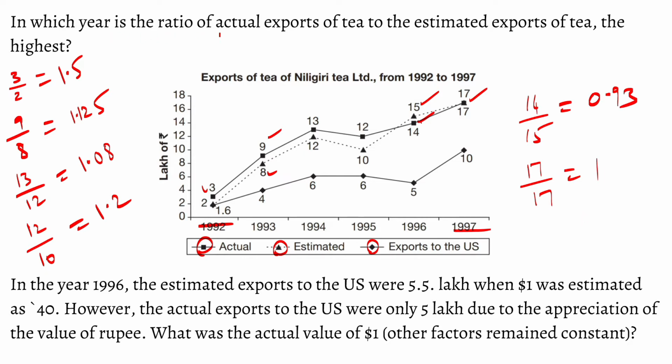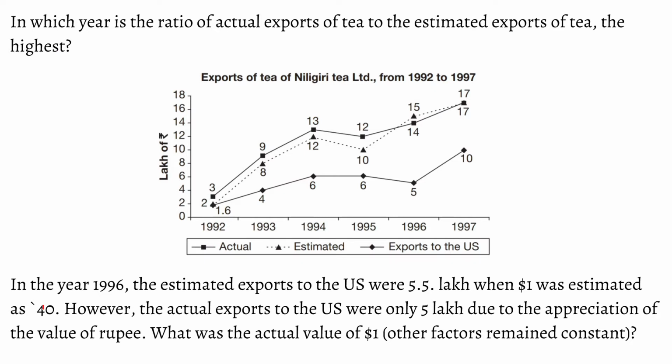So in which year the ratio of this one is highest? Check which one is highest. 1.5, right? So in 1992 the ratio of actual exports to the estimated exports is highest. So our answer is 1992. Let me erase this. So what's the second question?